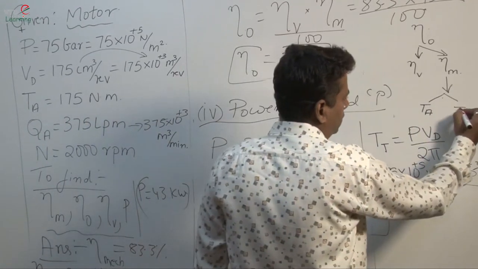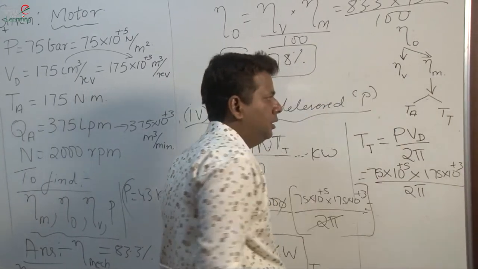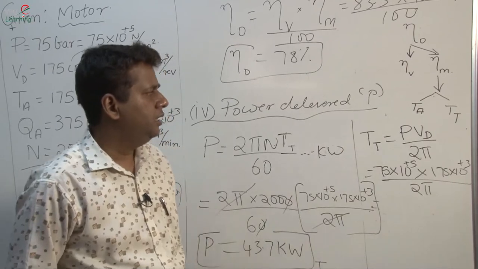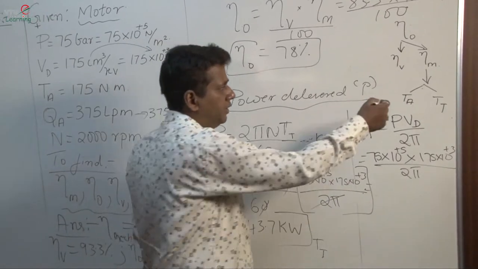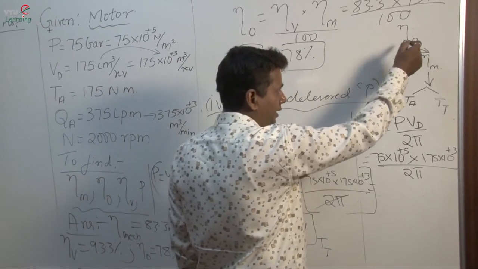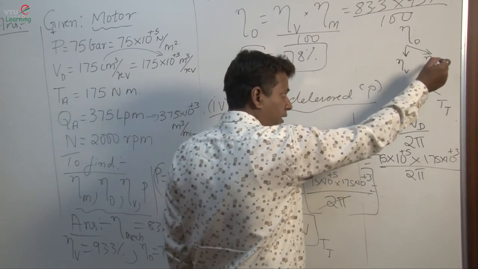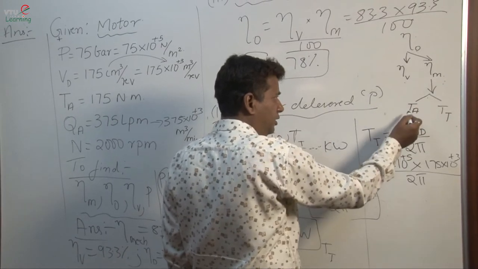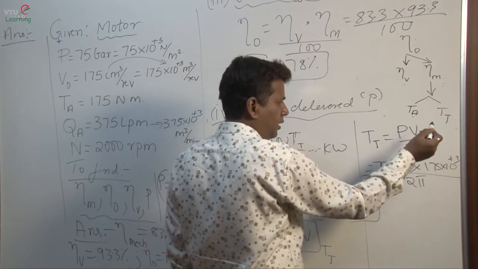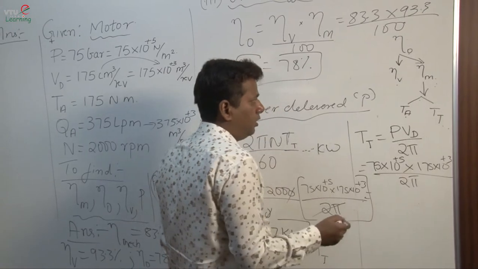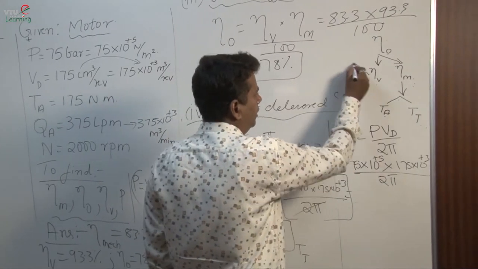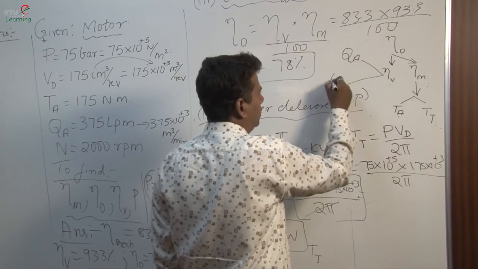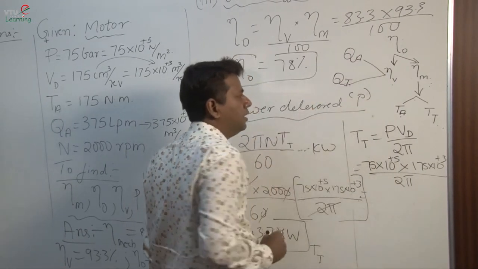So if you have this roadmap, you can easily calculate the parameters. This is called the decision tree. Overall efficiency can be calculated if you know volumetric efficiency and mechanical efficiency, right? For calculating mechanical efficiency, I need to know the actual torque and the theoretical torque. What about volumetric efficiency? To know volumetric efficiency, I need to know the actual discharge and the theoretical discharge.